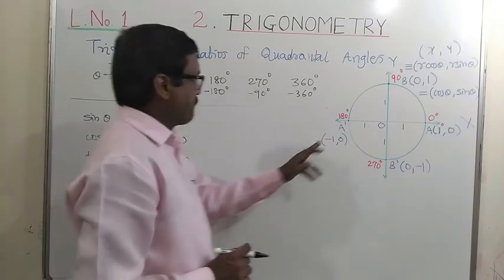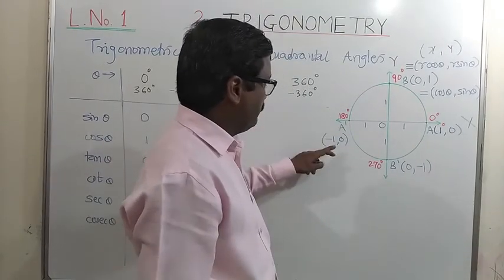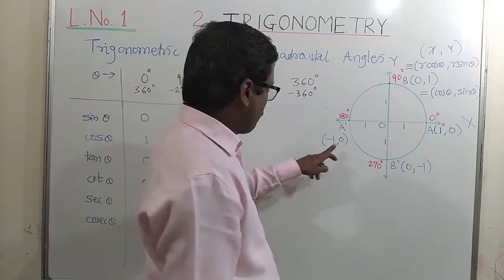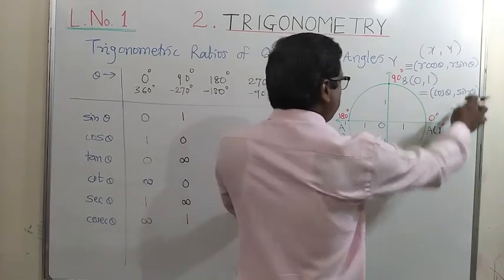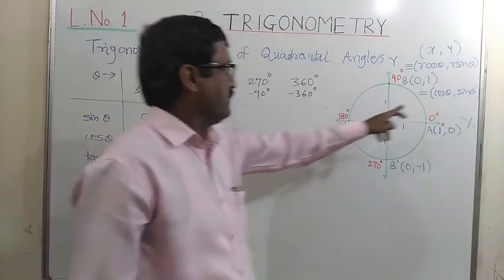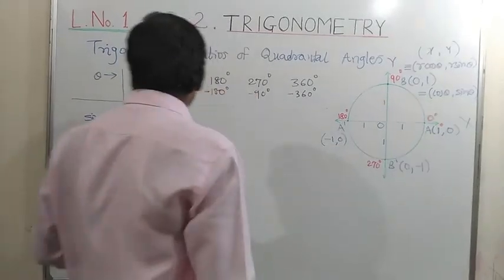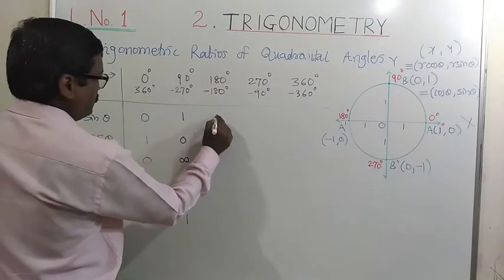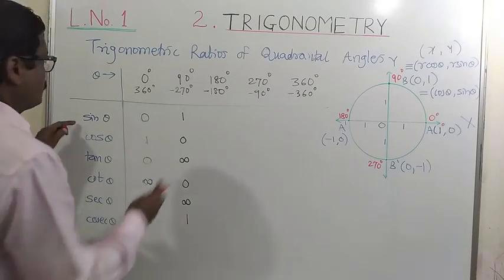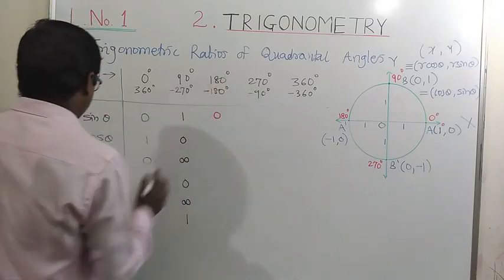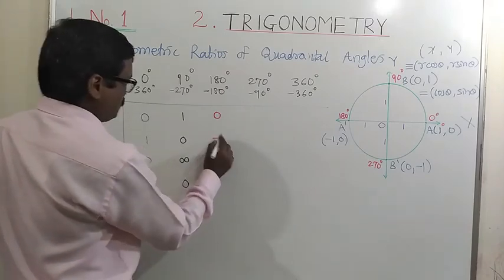For 180 degree angle, we will reach point A dash. At this point, the coordinates of A dash will be minus 1, 0. This minus 1 is nothing but the cos theta, and 0 is related to sin theta. So for 180 degree, cos 180 will be minus 1 and sin 180 will be 0.